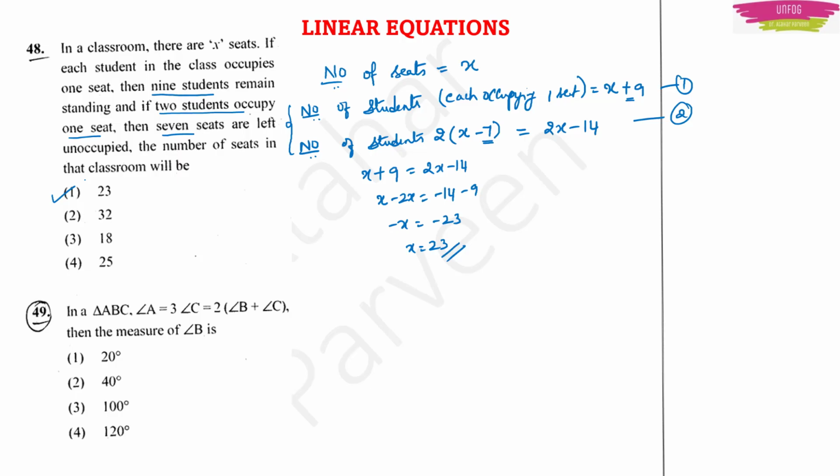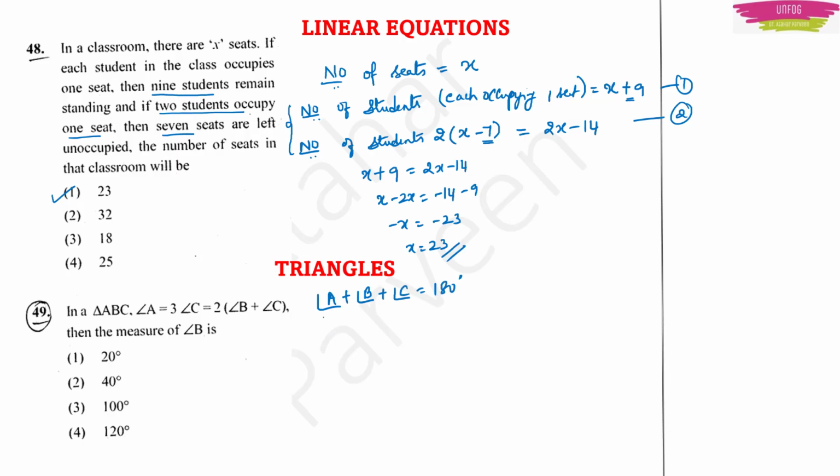In a triangle ABC, angle A is equal to 3 times angle C, which is equal to 2 times angle B plus angle C. Then the measure of angle B is. So this is obviously a problem from the chapter triangles. The sum of the angles of a triangle is always equal to 180 degree, right? Angle A plus angle B plus angle C equal to 180 degree.